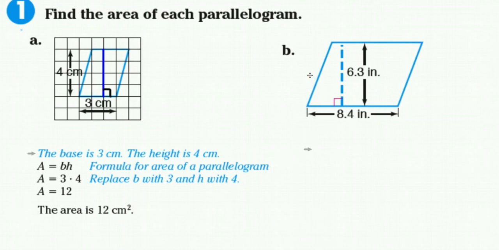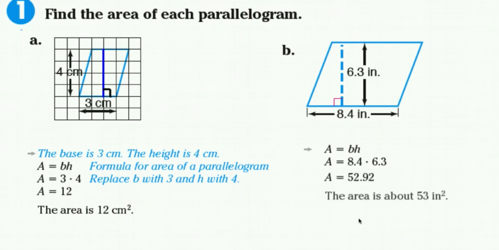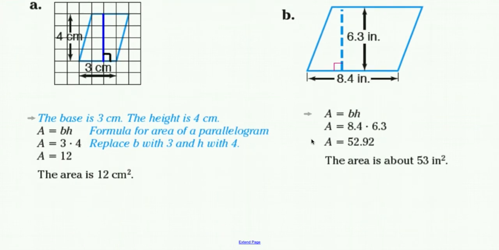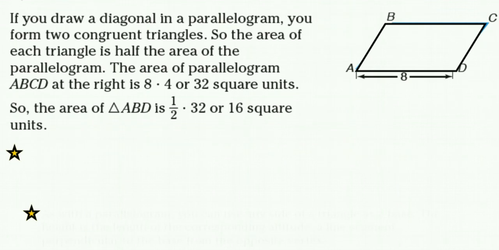Okay, let's take a look at example 1B. Again, you have your parallelogram, and this is your base. Why is this your base? Because this is also perpendicular to your height, which is 6.3 inches. So if 8.4 is your base, then 6.3 will be your height because they're perpendicular to each other. Again, we use the formula base times height. Substitute the values 8.4 and 6.3 for base and height. Multiply those two, and you end up with 52.92. So the area of this parallelogram is about 53 square inches. Okay. Now let's take a look at another one.